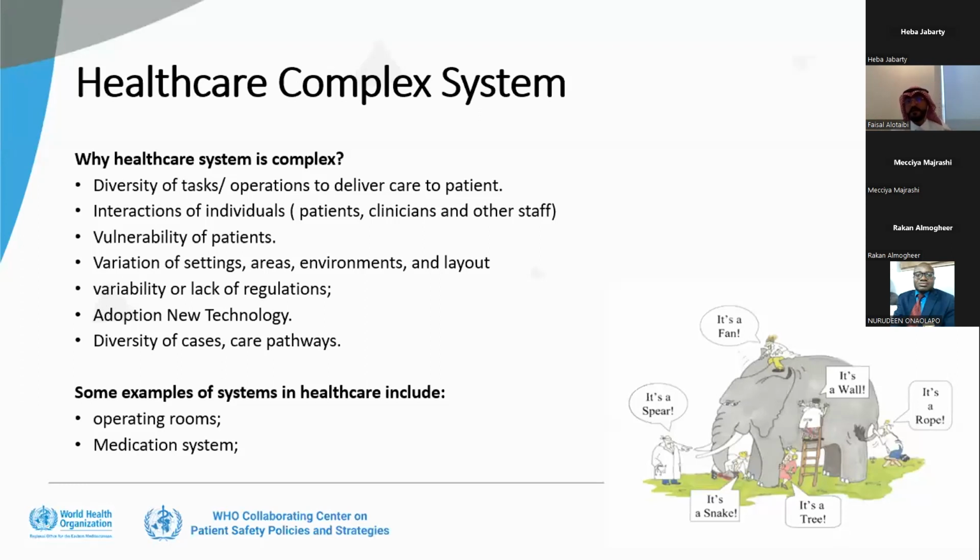An example of a healthcare system that is very complex is the operating room. We have the surgeon, the nurse, the anesthesia team. There are a huge number of people dealing with each other to do a single task. Another example is the medication system, from prescribing to dispensing to administering the medication. A lot of processes go on until we provide the care to the patient.